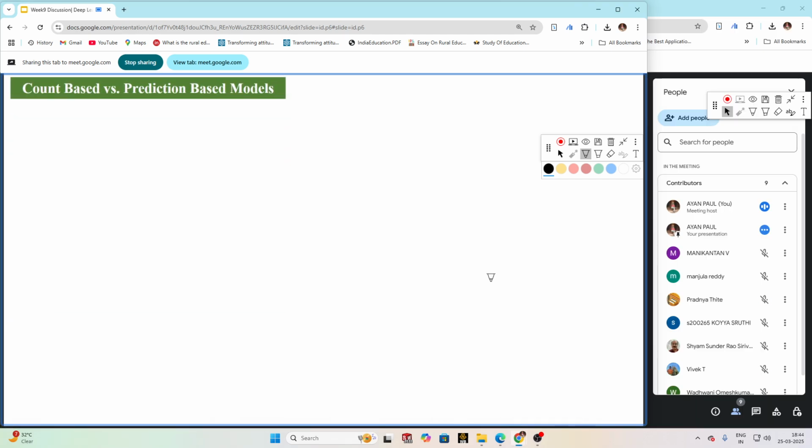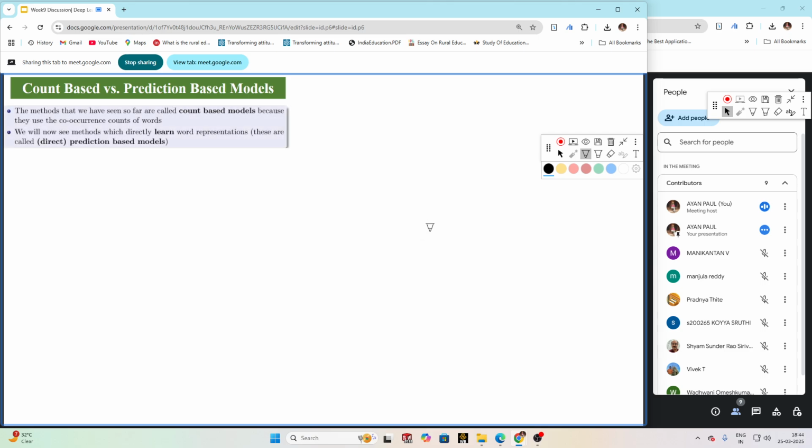Let's move on to the next thing, that is count based versus prediction based models. Whatever we have seen so far with the co-occurrence matrix, all these models are known as count based models. Now what is this count based model? The methods that we have seen so far are count based models, because they use the co-occurrence count of words, meaning how much two words come together. That is what they are measuring. So these models are known as count based models.